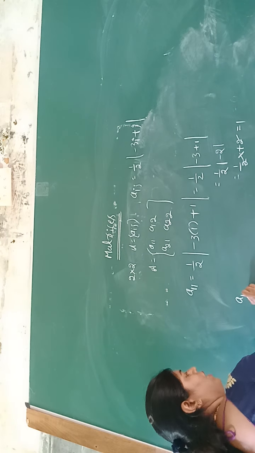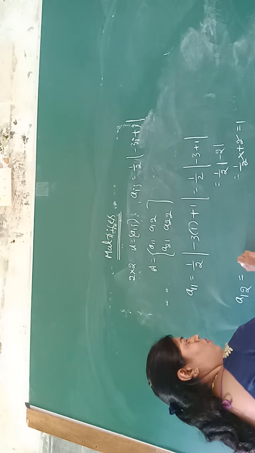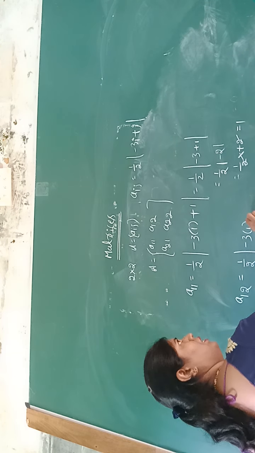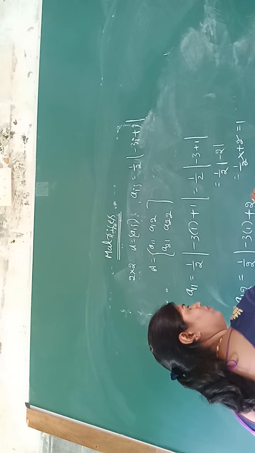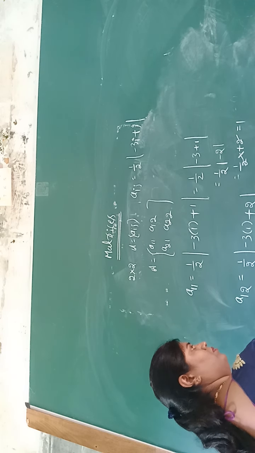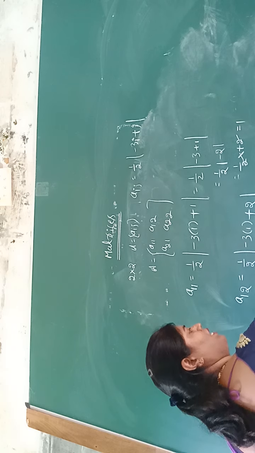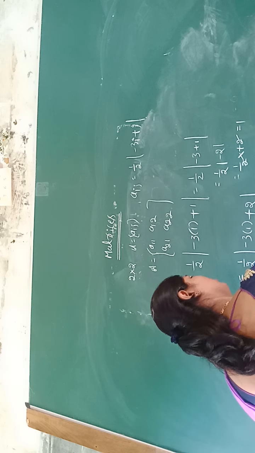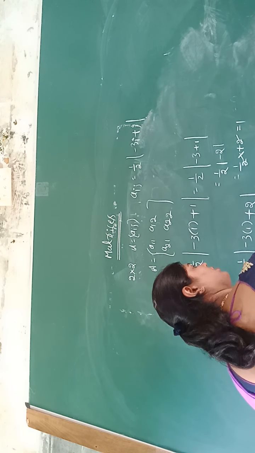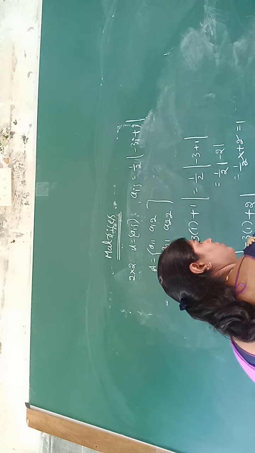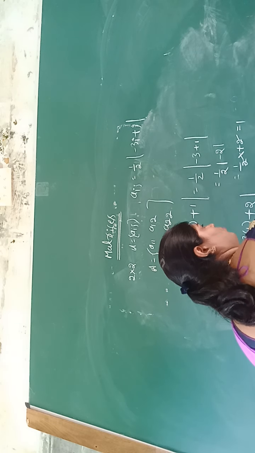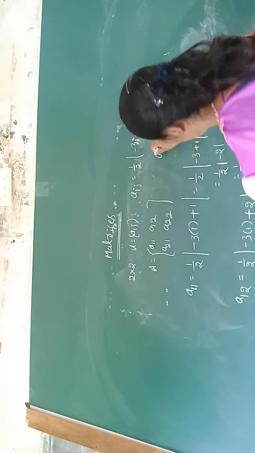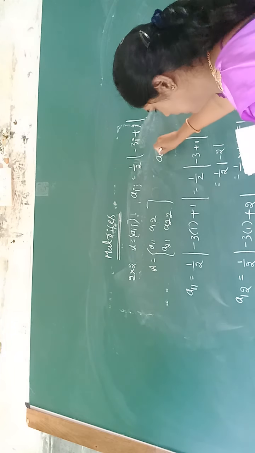Next A12. What is A12? 1 by 2 modulus of minus 3 times I value 1 plus j value 2. So 1 by 2 modulus of minus 3 plus 2, which is minus 1. Already I said modulus of minus 1 will become plus 1. So the answer is 1 by 2. A12 is over.